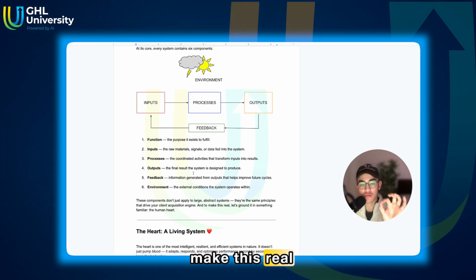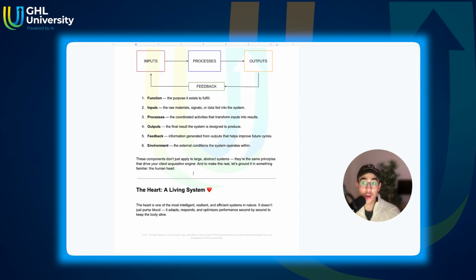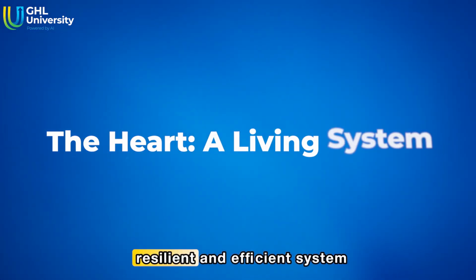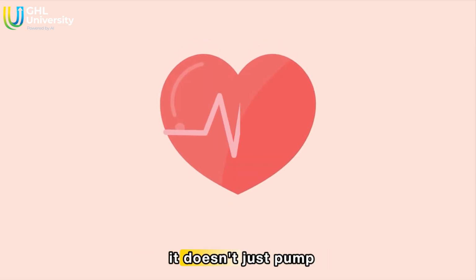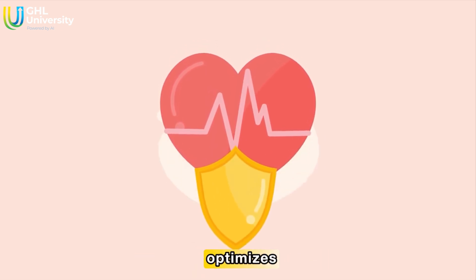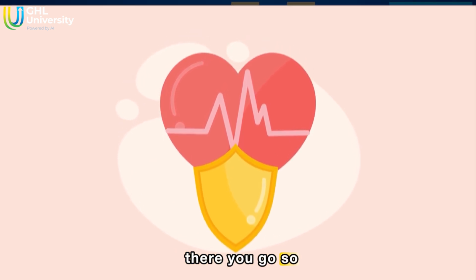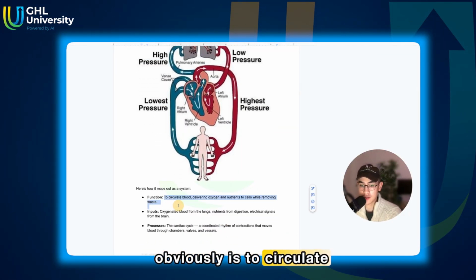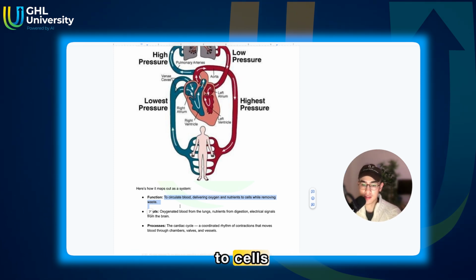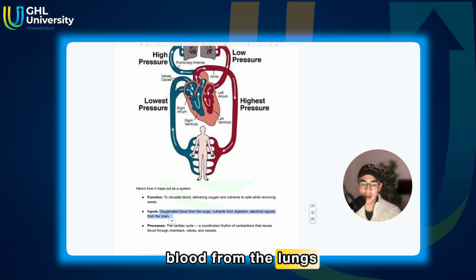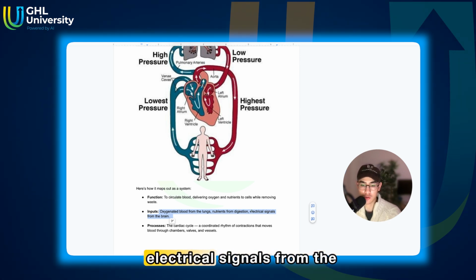And to make this real, let's ground it into something familiar: your heart. The heart, a living system, right? The heart is one of the most intelligent, resilient, and efficient systems in nature. It doesn't just pump blood, it adapts, responds, optimizes, and it performs second by second to keep the body alive. So the function of the heart is to circulate blood, delivering oxygen and nutrients to cells whilst removing waste. Its inputs are oxygenated blood from the lungs, nutrients from digestion, and electrical signals from the brain.